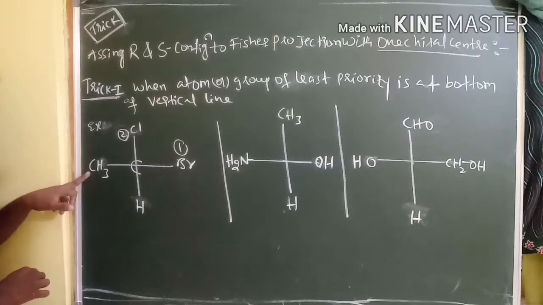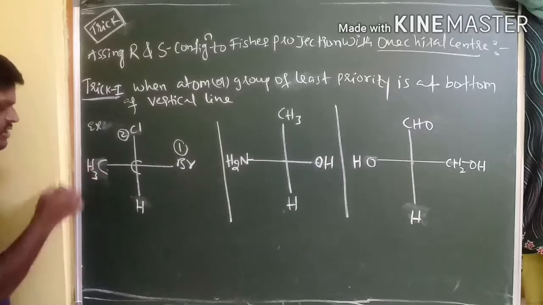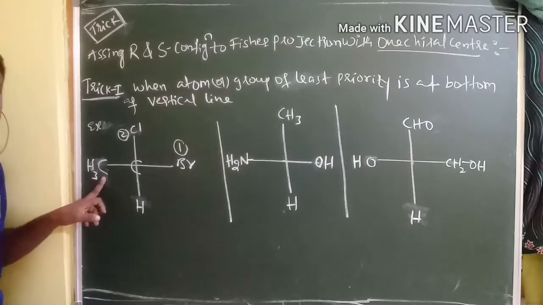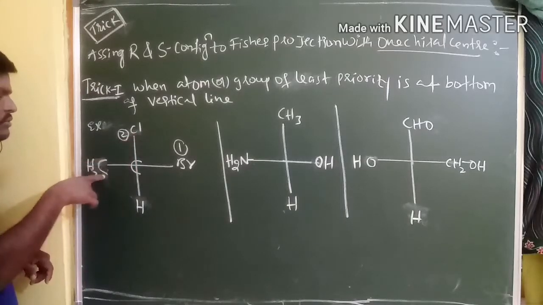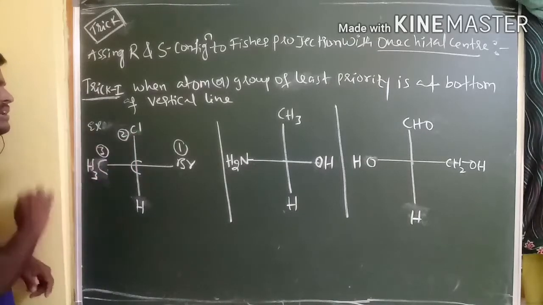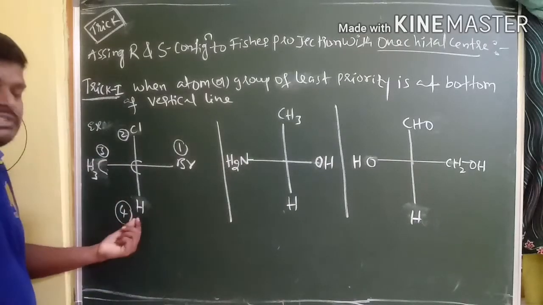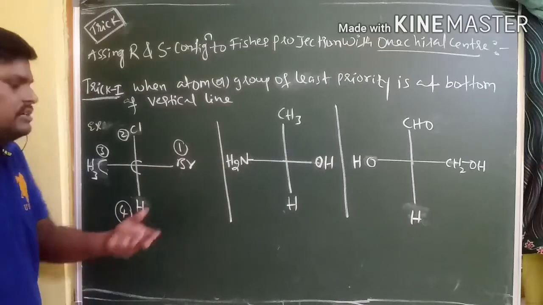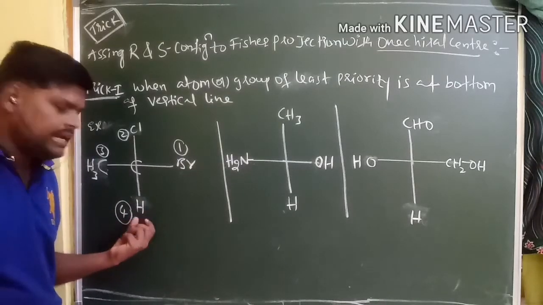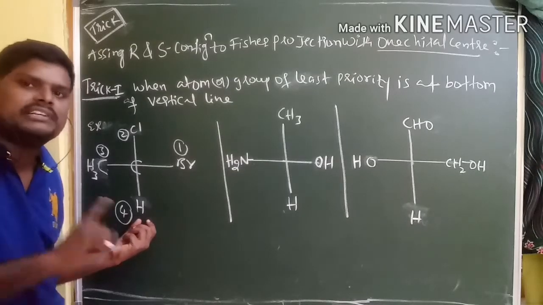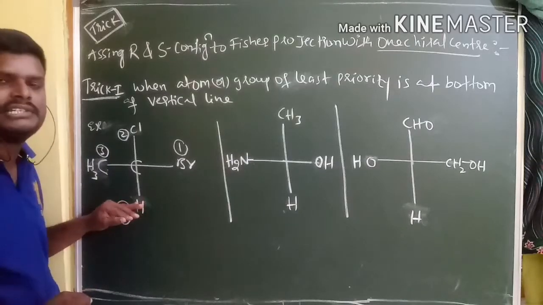Here the central atom is carbon, in CH3. What is the atomic number of carbon? 6. So comparing chlorine to carbon, carbon has lower priority than chlorine. And what is the least priority here? Hydrogen is our least priority. I told you already, when the least priority is at the bottom of the vertical line, please don't consider it when assigning R and S configuration. Always keep it constant.